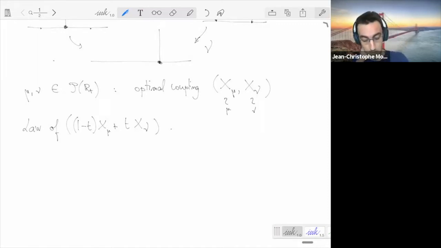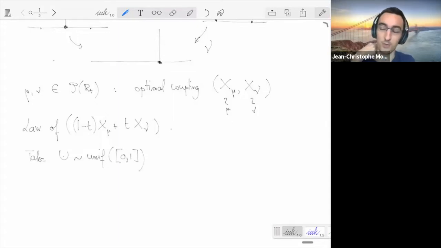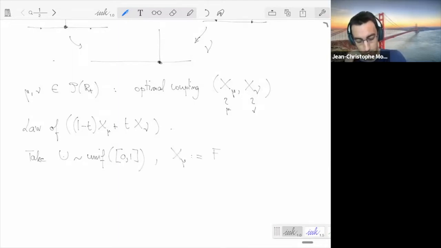What does that mean? You probably know that if I want to simulate a random variable with law mu on a computer, a good way to do it is to take a uniform random variable between 0 and 1. Let's assume there is a routine already for you in the computer. And then you just set X_mu to be the inverse of the cumulative distribution function evaluated at this uniform random variable. This will be of law mu.